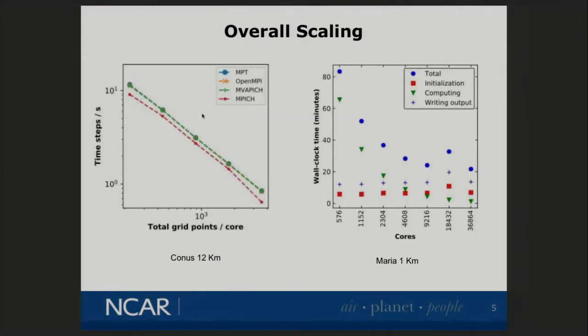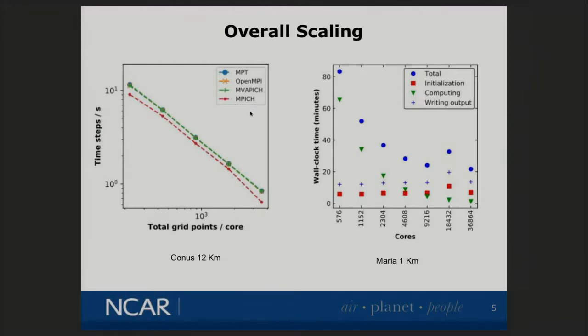So let's start with the overall scaling. On the left, you can see a chart that for us is very common, but for computer scientists it's kind of unusual because it's represented the other way around. On the y-axis, we have the time steps per second, so the higher, the better. More time steps per second means that the code is running faster. On the x-axis, instead, we have the total grid points per core. So this is with more cores, and this is with fewer cores. So in fact, if you have fewer cores, the time steps per second is slower.